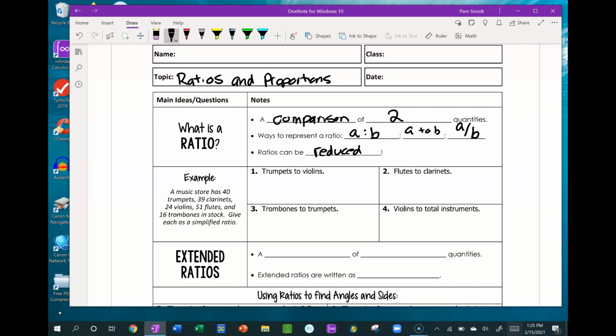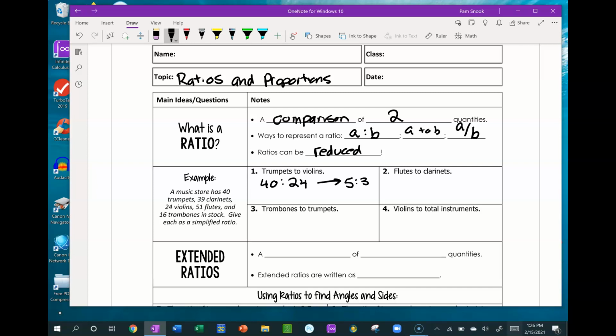So let's do trumpets to violins. We have 40 trumpets, and we have 24 violins. Now remember that ratios can be reduced, so let's divide the 40 and the 24. If we divide them each by 8, then our ratio becomes 5 to 3.